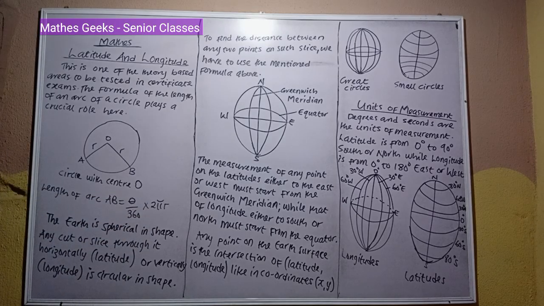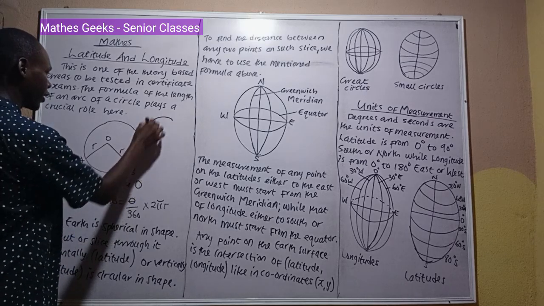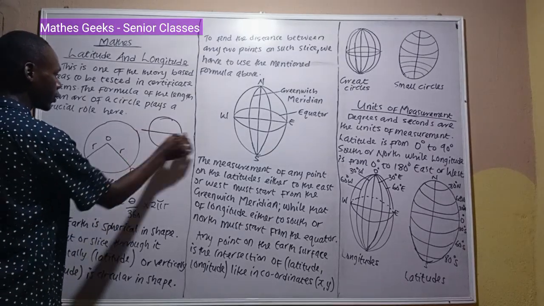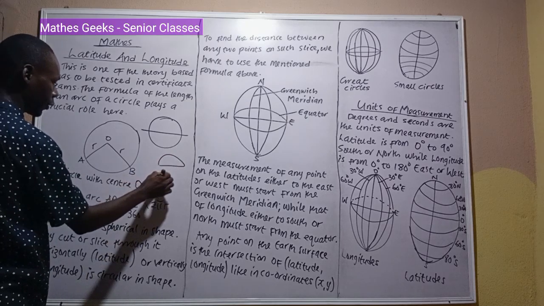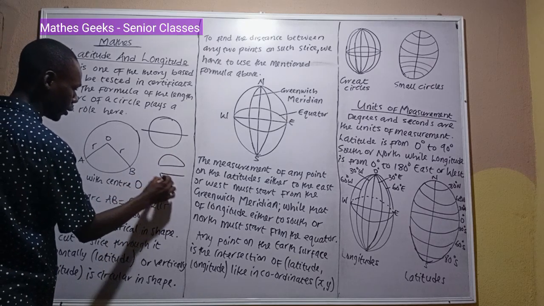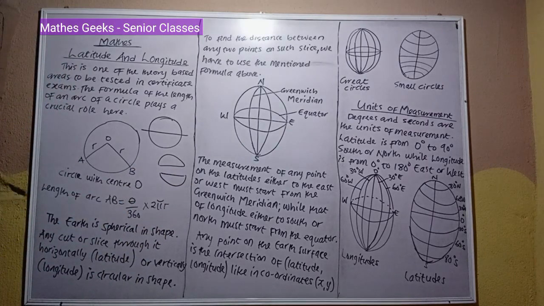The Earth is spherical in shape. Any cut or slice through it horizontally gives latitude. So if you cut the sphere of the Earth horizontally, you're going to have latitude. This is a hemisphere, and this is also a hemisphere. So you're going to have lines of latitude, or vertically, if you cut like this, the cut is like this.